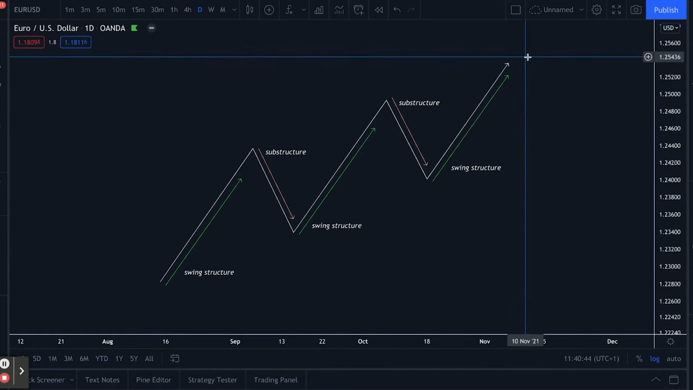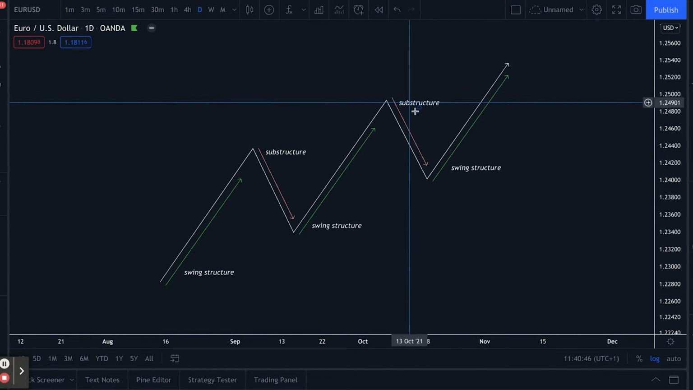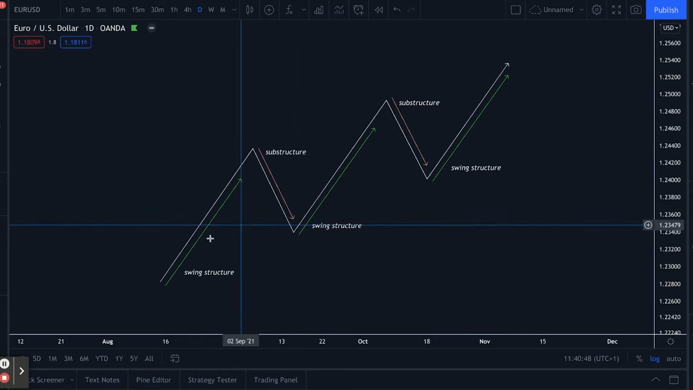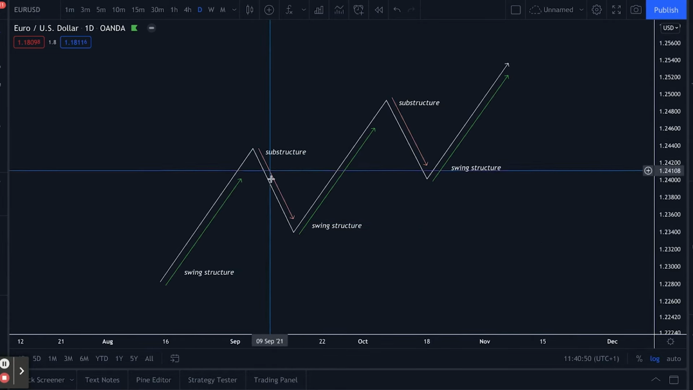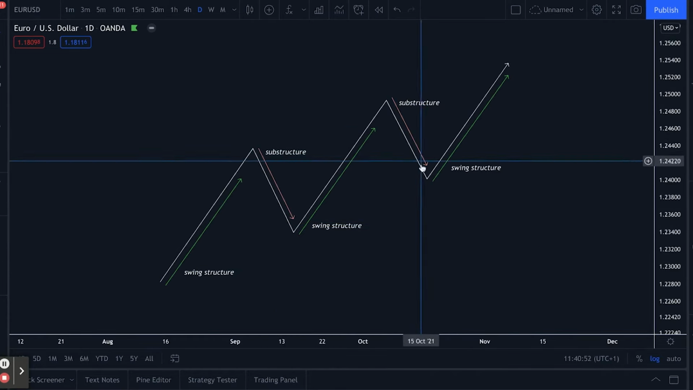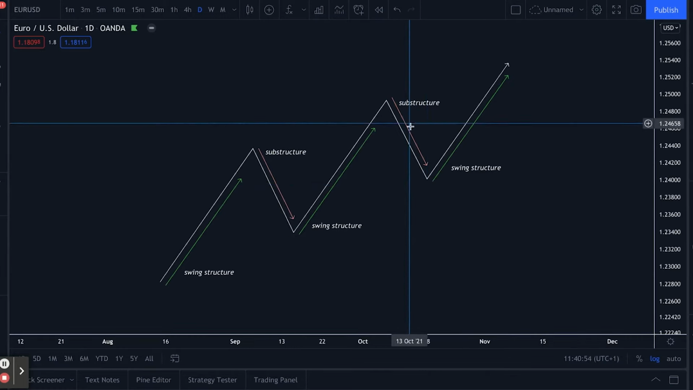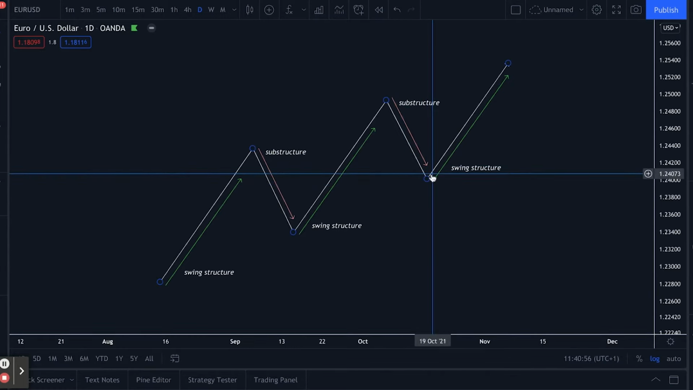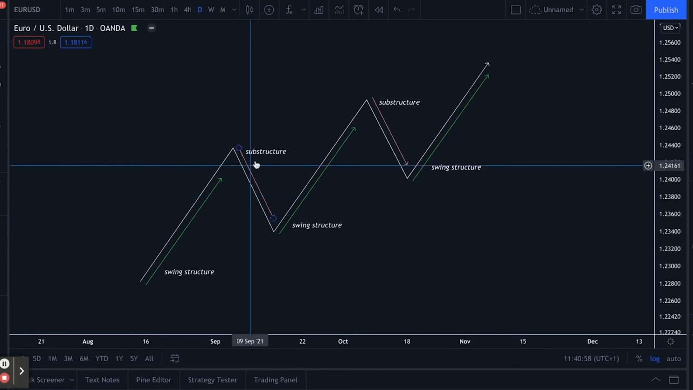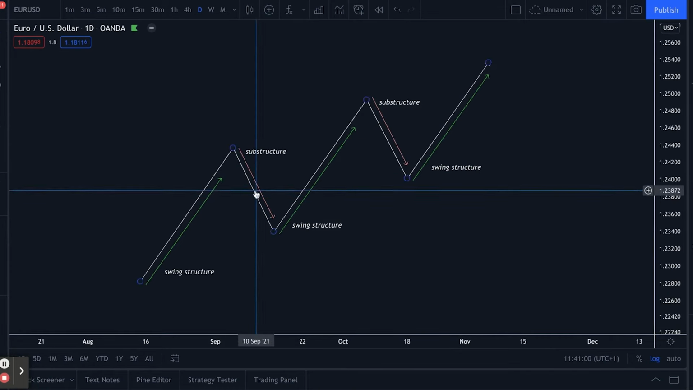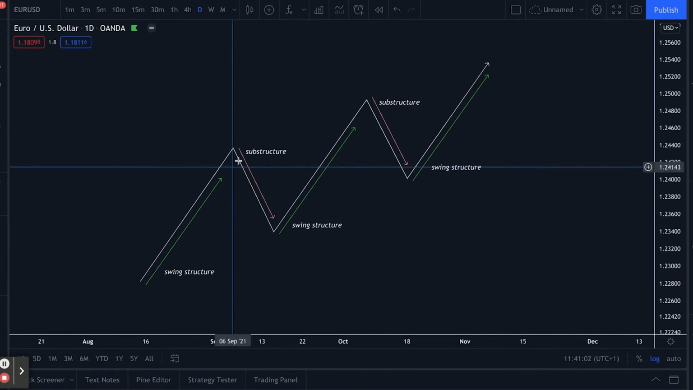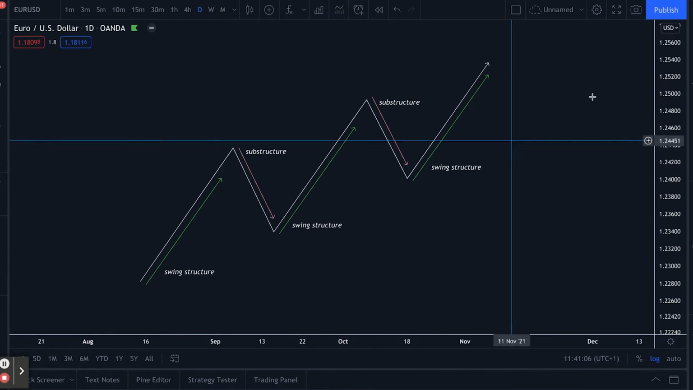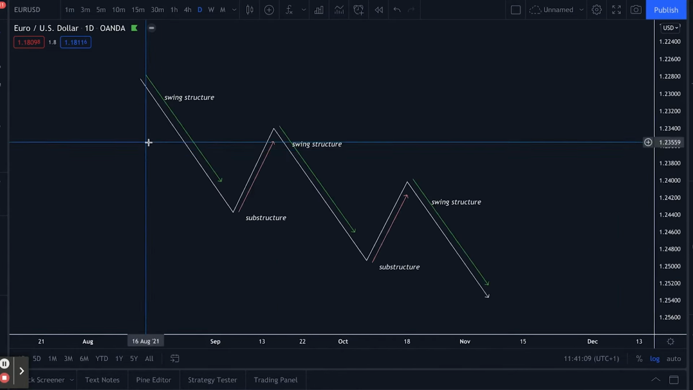Now within the swing structure, the large upside moves, we do have these smaller corrective moves, okay? We know that a trend is made up of impulses and corrections, and these corrective moves are substructure. Now, within the substructure, we actually get smaller trends going the other way. So inside of bullish swing structure, we will have bearish substructure. And inside of bearish swing structure, we have bullish substructure.